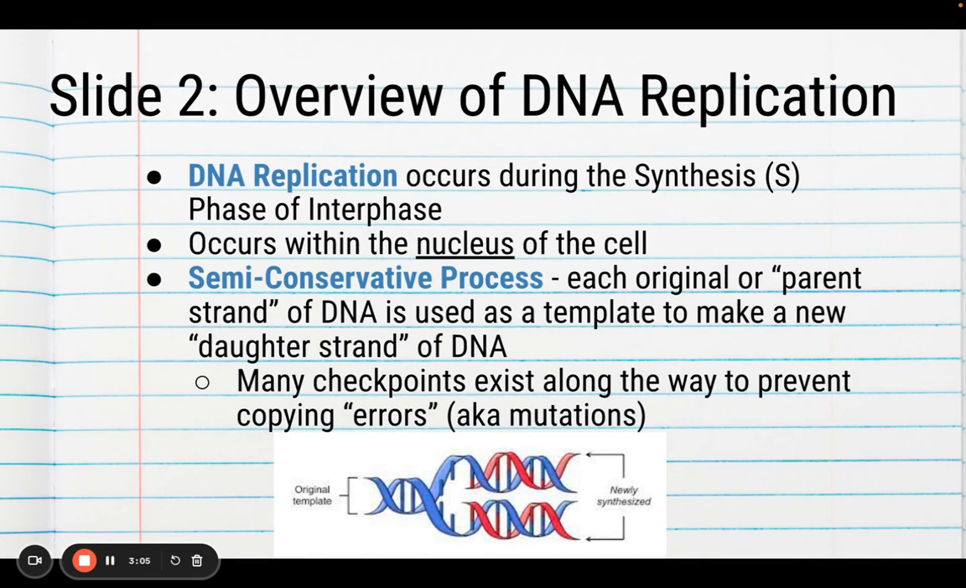So let's quickly overview DNA replication. You'll need to remember the different structures of DNA that we talked about in the first section of video notes. But let's break down some major parts. First, DNA replication, as you guys know, occurs during the synthesis phase of interphase in the cell cycle. It occurs within the nucleus of the cell as that is where DNA is kept safe. We say this is a semi-conservative process.